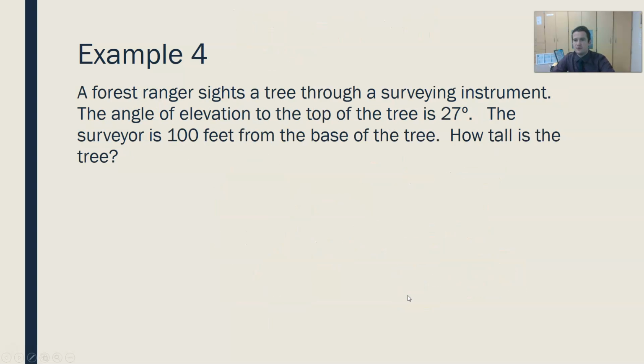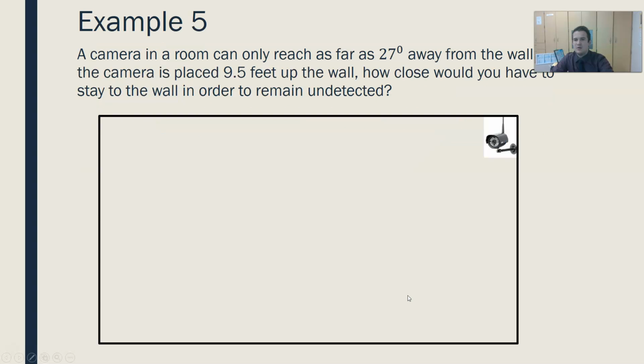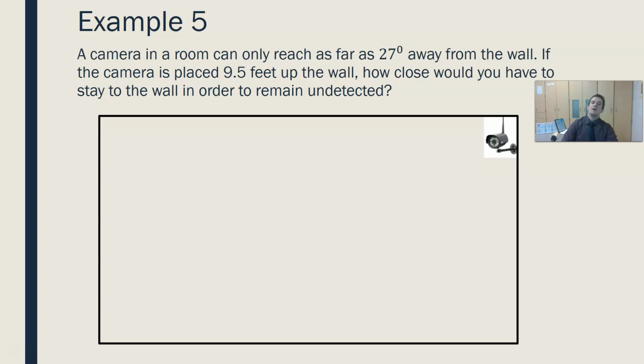This one is pretty similar to one we've already done. I want to do this one. This one's kind of fun. This will be the last one we do together. So this example number 5 says a camera in a room can only reach as far as 27 degrees away from the wall. If the camera is placed 9.5 feet up the wall, how close would you have to stay to the wall in order to remain undetected?